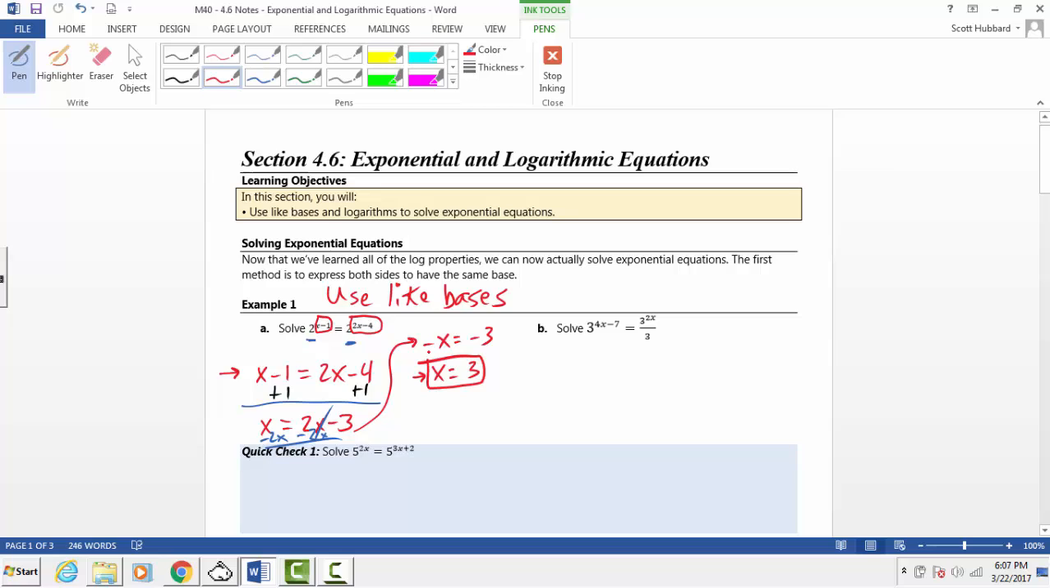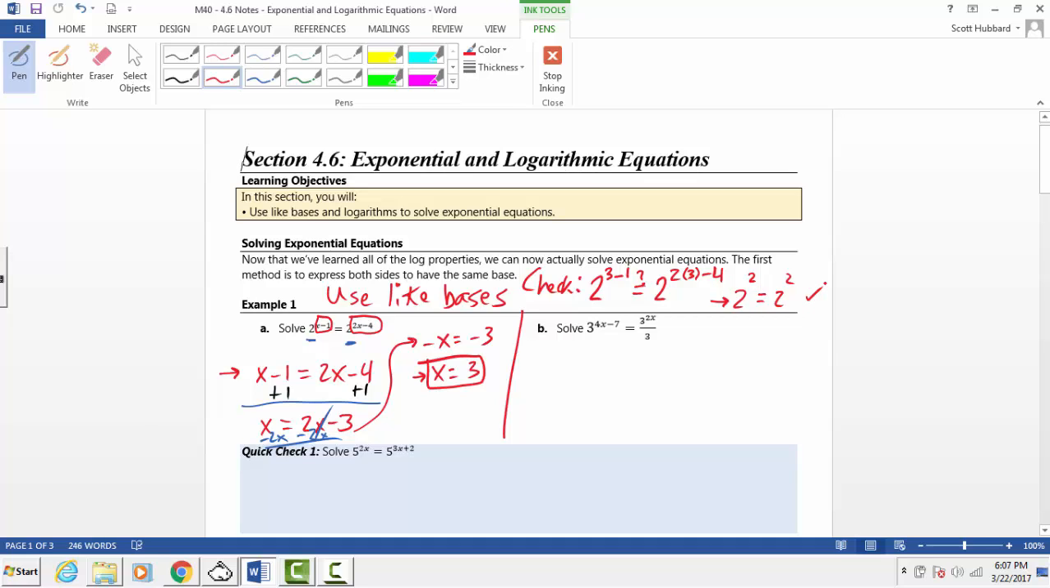Okay? And we can always check what that means. So if I check that, then that's going to be 2 to the 3 minus 1. Does that equal 2 to the 2 times 3 minus 4, sorry. And you get 2 squared. Does that equal 2 squared? And yes, because 4 equals 4.